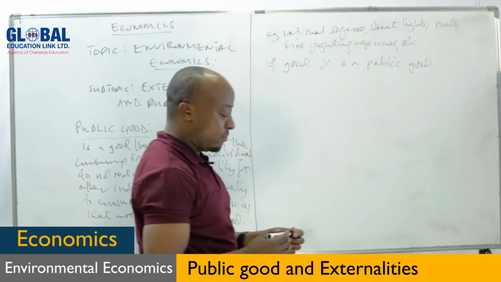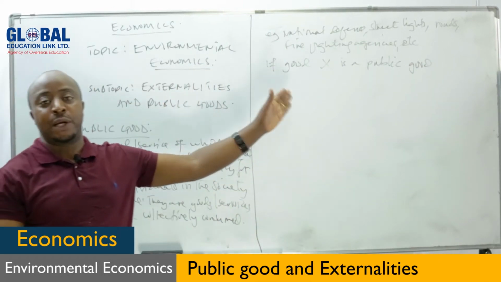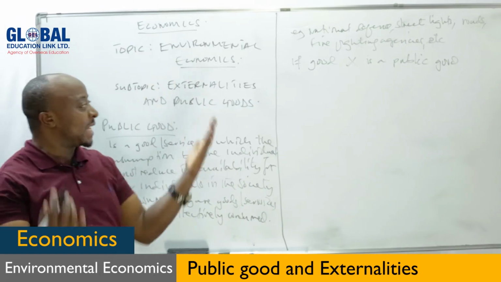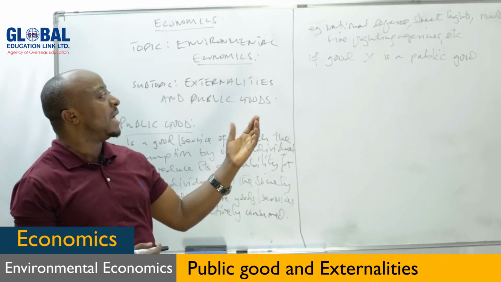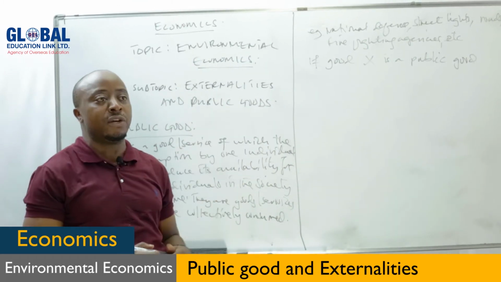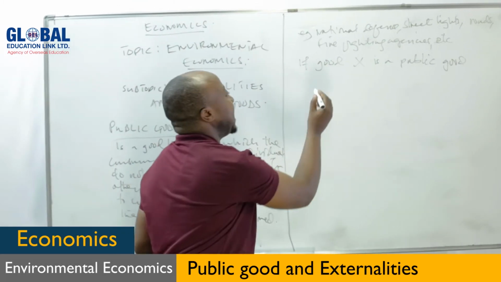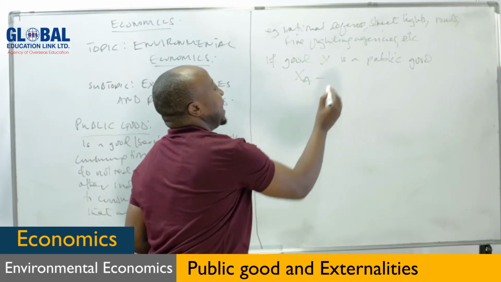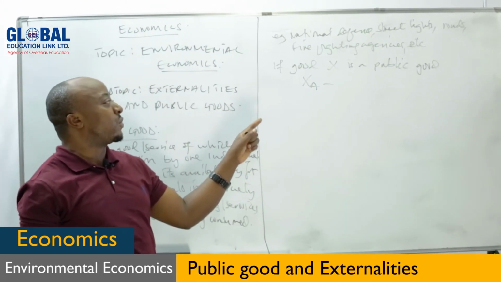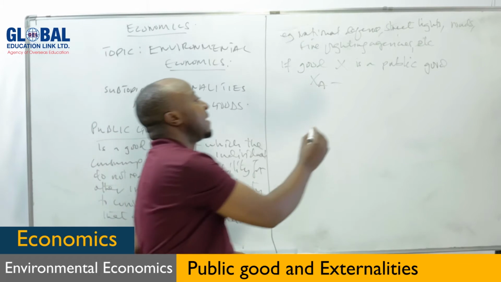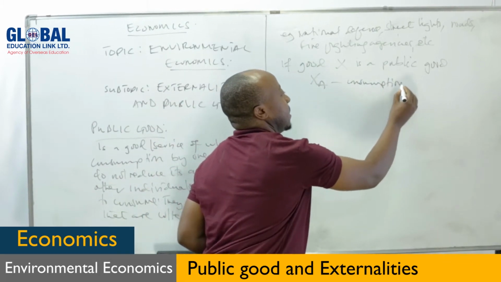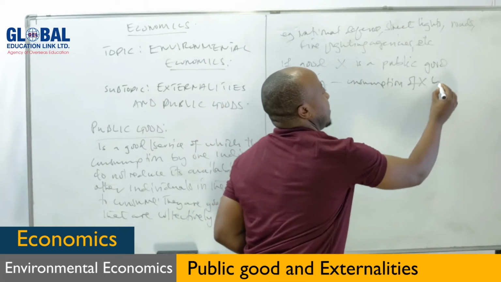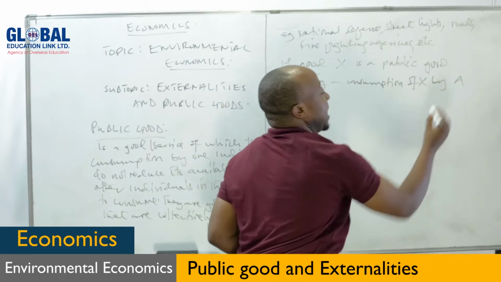That is good X. So we assume that good X is a public good. Any good X, we know it is, taking the example of any public good. That is, good X is a public good. Then we say this good is used by two individuals. Let's say XA is the amount of good consumed by individual A. That is the consumption of X by individual A.